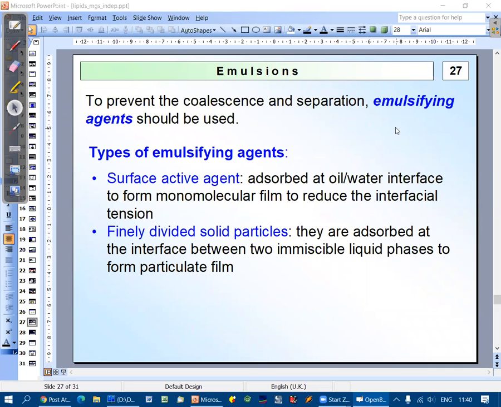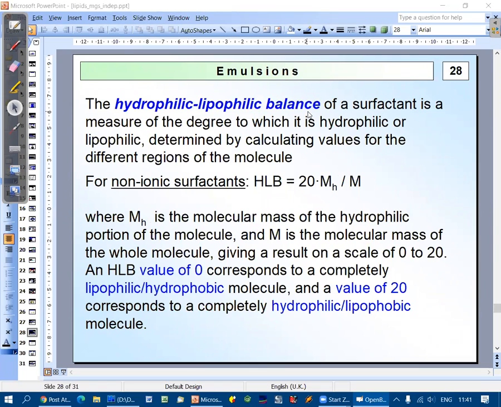This property to be lyophilic or lyophobic of an emulsifying reagent is characterized by the hydrophilic-lipophilic balance, or HLB. It's just a digit that compares the ratio of lyophilic and lyophobic functional groups in a molecule of a surfactant. It's an empirical value.